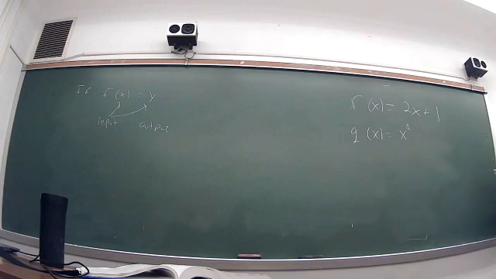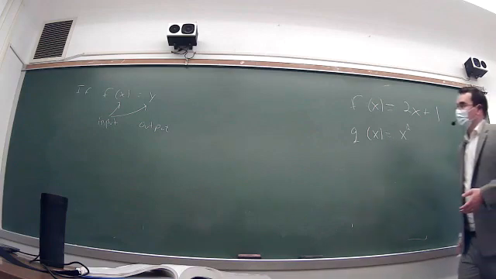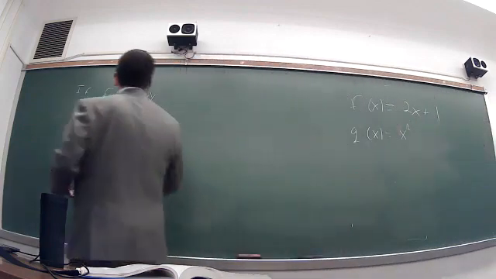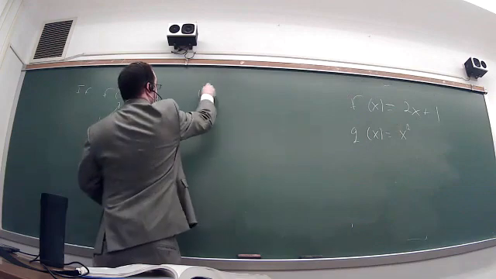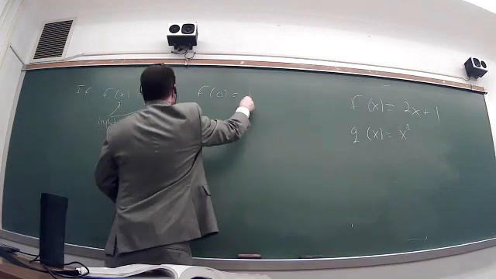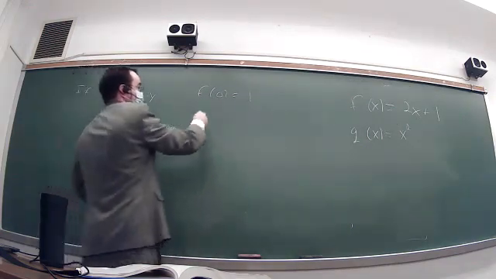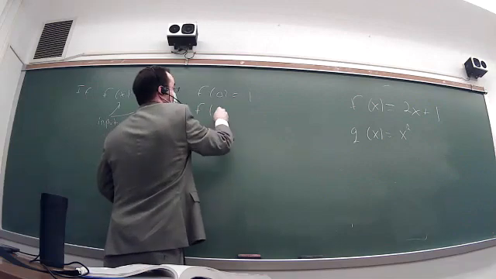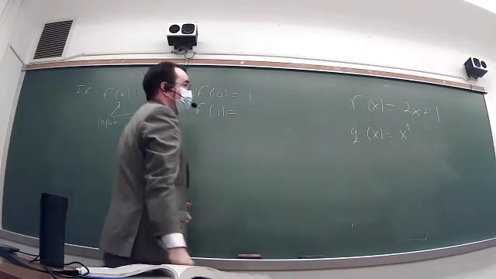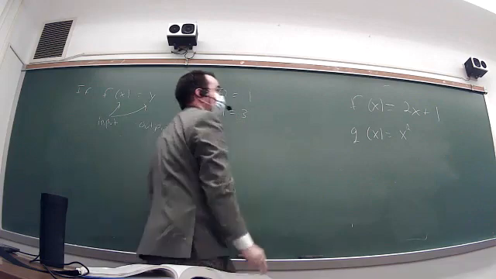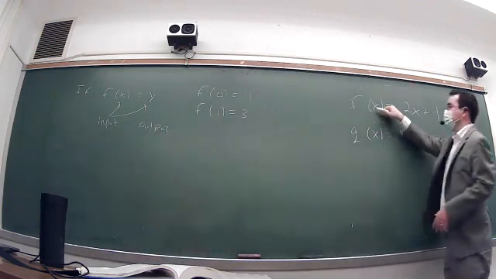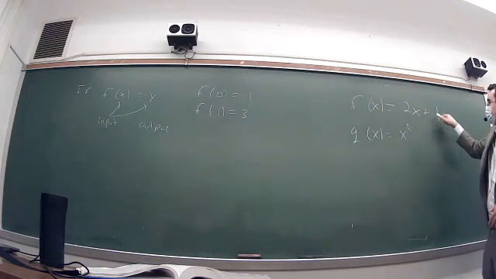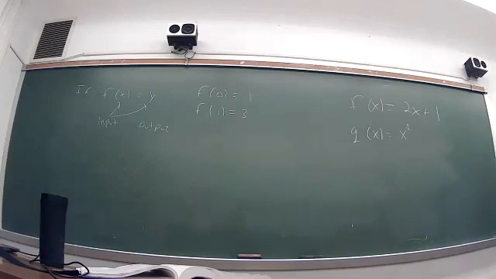So one input goes to one output. For instance, you could have f of 0 equals 1, so x equals 0, y equals 1. You can have f of 1 is equal to 3. How am I getting that? Substitute in x equal to 1, 2 times 1 plus 1 is 3.